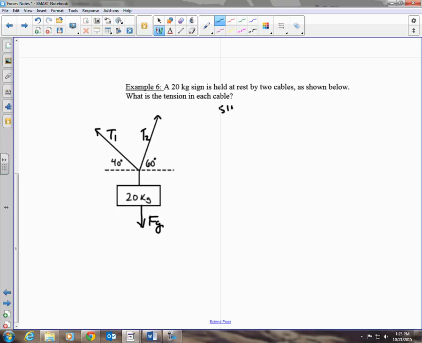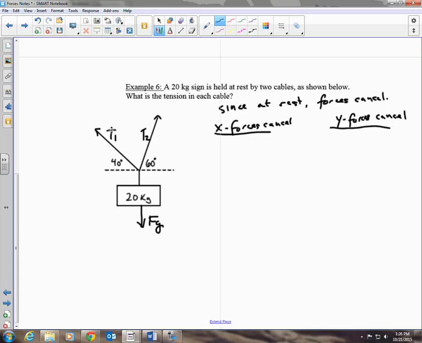Since it's at rest, forces cancel. So I can say my x forces cancel. My y forces cancel. So let's split these into their x and y components.